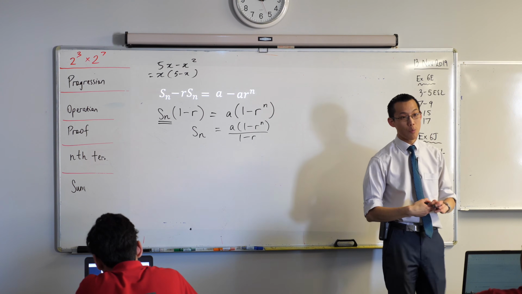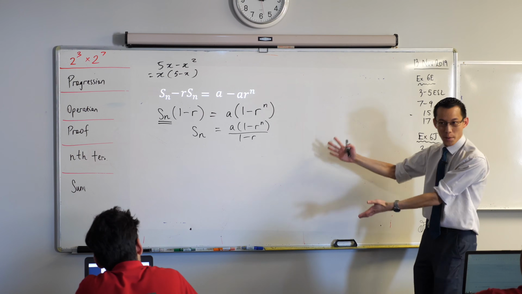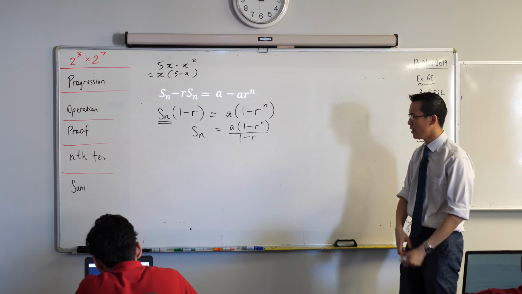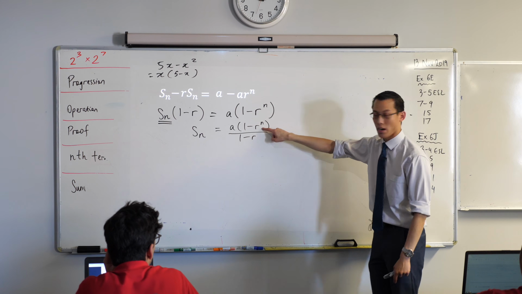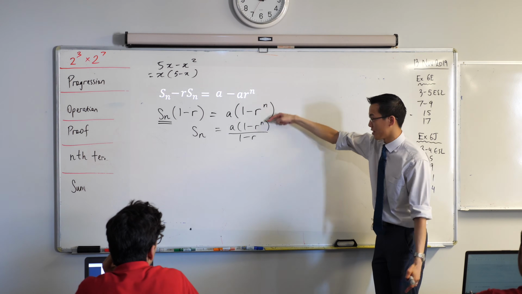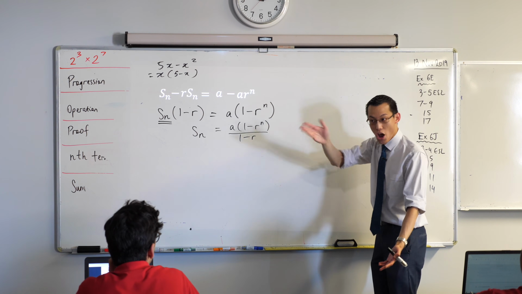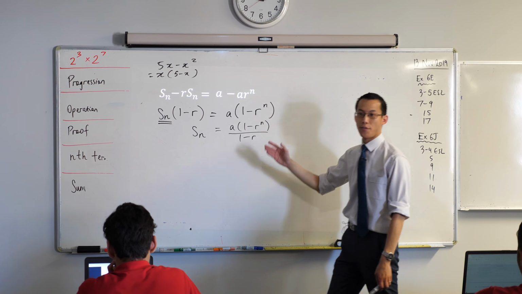This is what you will find waiting for you on your reference sheet. The formula is there. Doesn't explain where it comes from. Doesn't tell you what a is. What's a? First term. Doesn't tell you what r is. What's r? Common ratio. Doesn't tell you what n is. It's the number of terms. But this is the formula that it gives you.